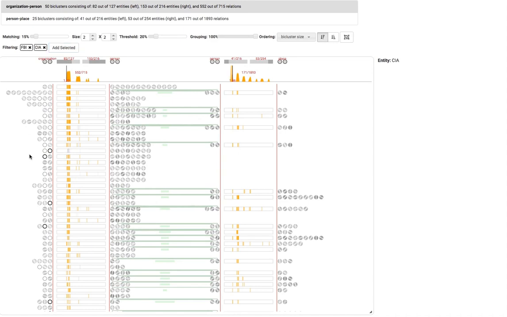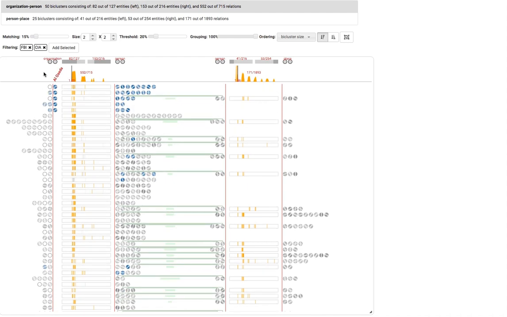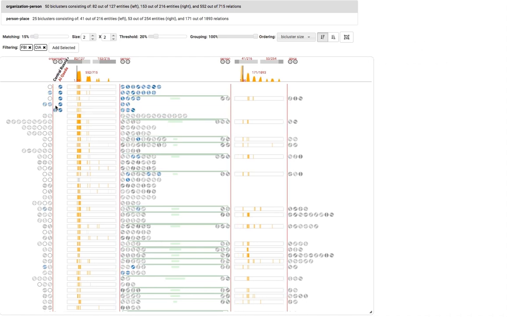From the remaining organization entities that are darker, Emma identifies Al-Qaeda as one of the most commonly shared entities among the biclusters. She pins Al-Qaeda to make a separate column for it and brings all the related biclusters to the top. The pinned entity is colored in blue, so are the entities that coexist within it in biclusters. This allows Emma to quickly discover the next most related organization, Central Russia Airlines.